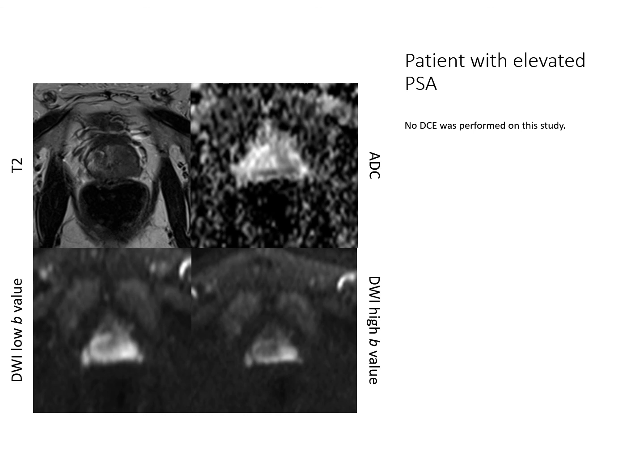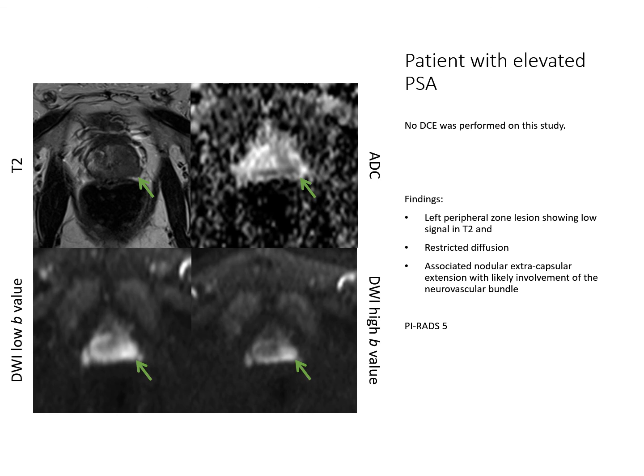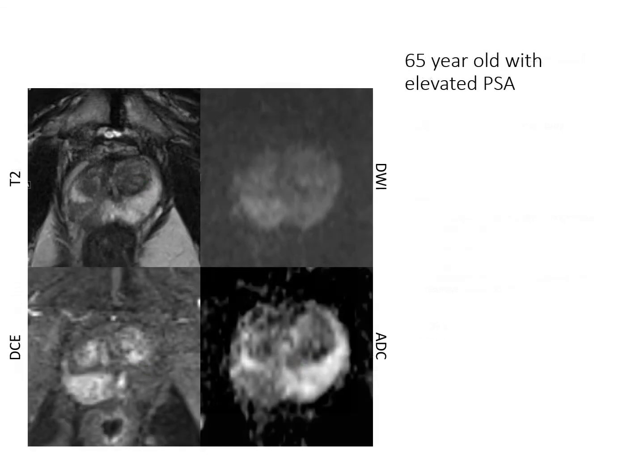This is just another example. There's no contrast on the study, but you can see there's low signal on T2. There's some extracapsular extension there. Okay, and you've got restricted diffusion there. So high B value, and low signal on ADC. So it's PIRADS 5, extension beyond the gland, and that's positive.